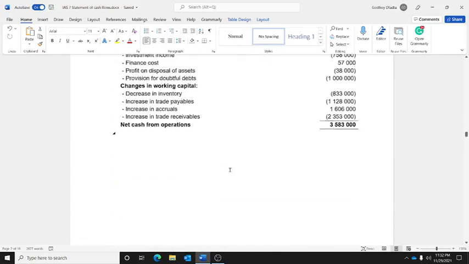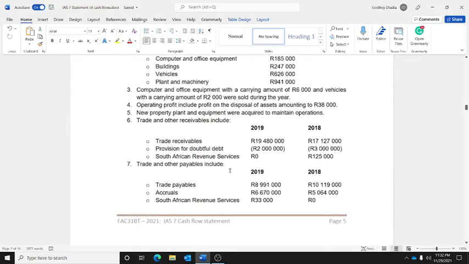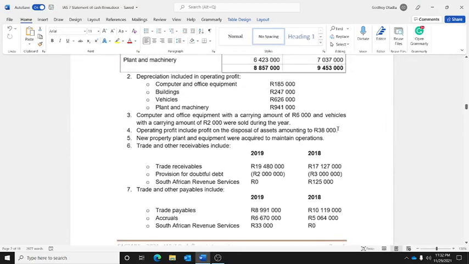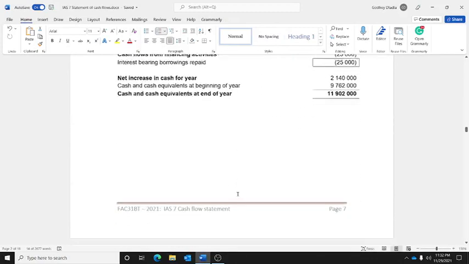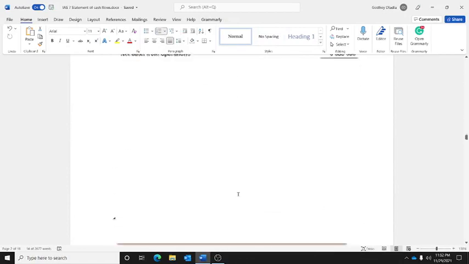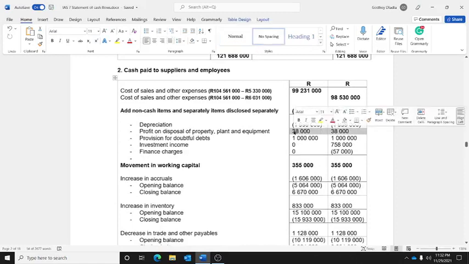38,000. Profit on disposal of asset. The profit on disposal. Now, here it is. Operating profit includes the profit on disposal of asset of 38,000. Right. We have that 38,000 gain. That's the one that is included here. Now remember, this is an income. It reacts opposite to an expense. The depreciation you can see is in bracket. The income will not be in bracket.